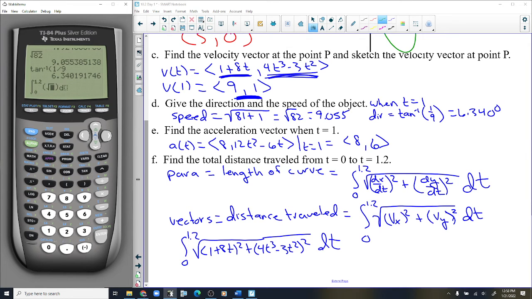The integral from 0 to 1.2 of square root of 1 plus 8t squared plus 4t to the third, that's to the sixth, to the third, minus 3t squared, and that's squared, and dt. Be somewhere around 7. Hey, 6.997.